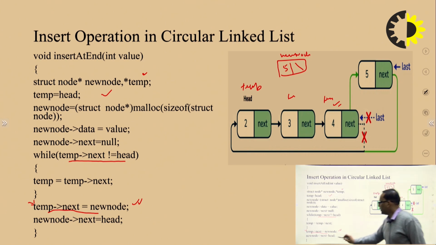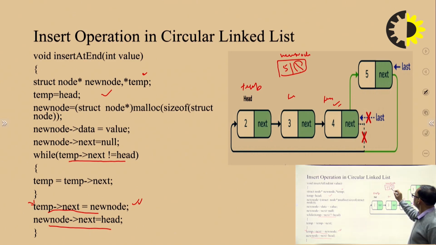After that, new node arrow next is equal to head. Initially the next pointer of the new node is null. Now we have to update it to make the linked list circular, because whenever this newly created node is added to the end of the circular linked list, the next pointer of this node should refer to the first node of the linked list.